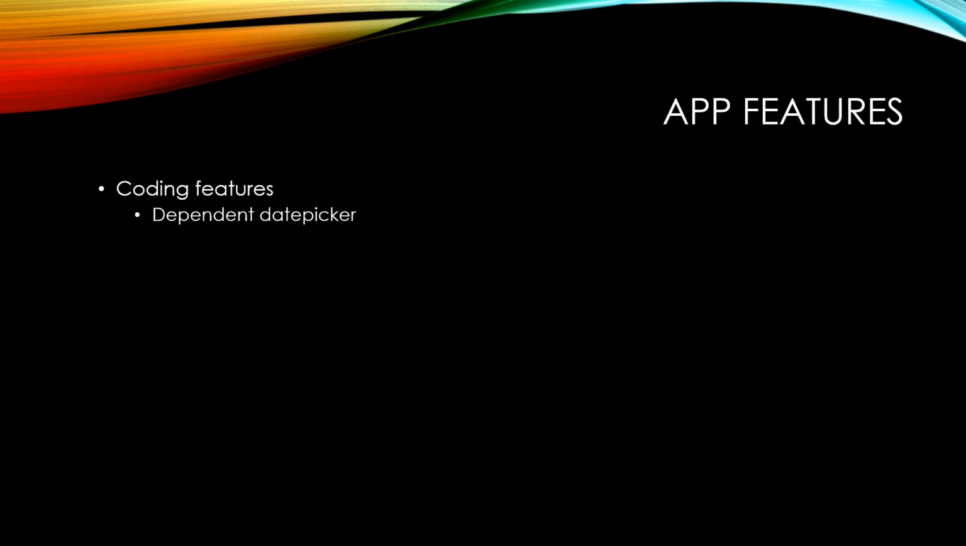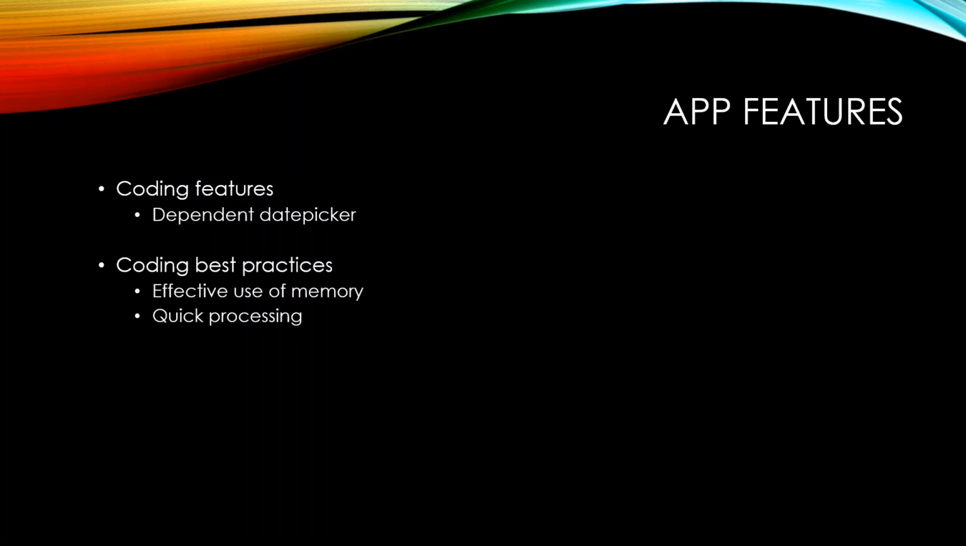So later on, if the user changes the start date to say 1st of November, then again the end date picker dialog box should allow the user to select any dates starting from 2nd of November, right? So that's the concept. So this we have to do using coding.